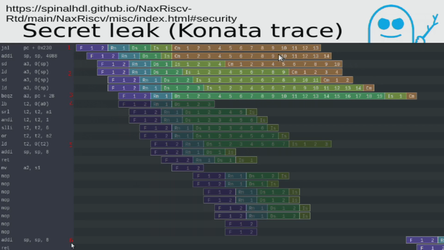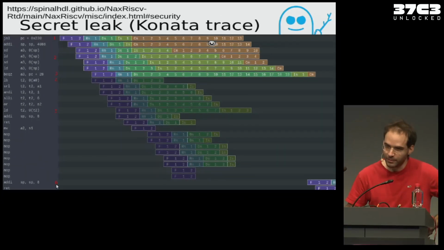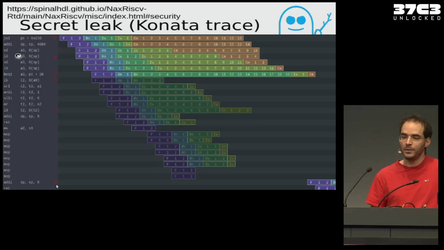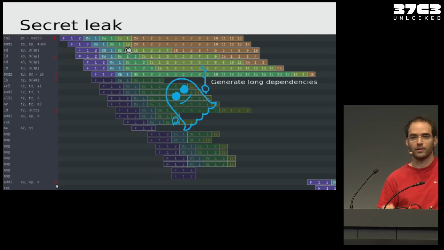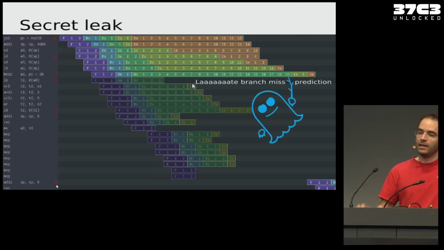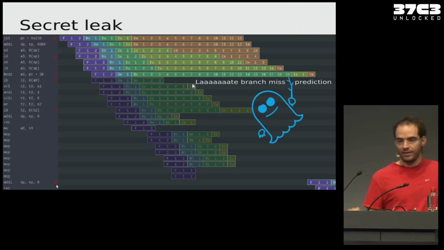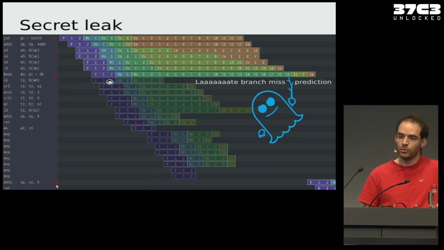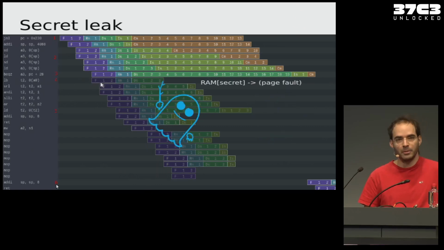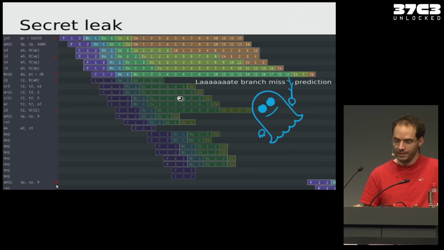This specific trace is showing a Spectre attack done on the NaxRiscv CPU, where, for instance, we generate a very long chain of dependencies using some loads and stores which work on the same address multiple times, to create a load-to-store hazard, in order to generate a very late branch misprediction that will allow us to execute a lot of badly speculative code, allowing us to attack some memory protected by the MMU, and then generate some side effects out of it.